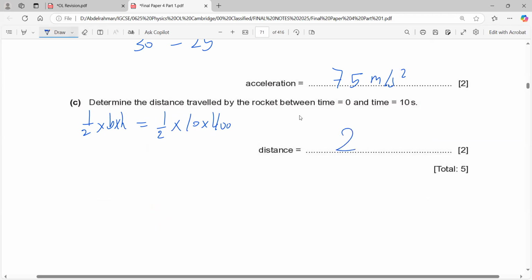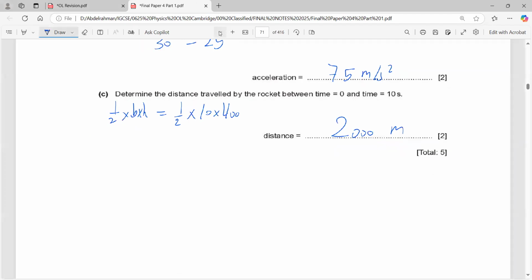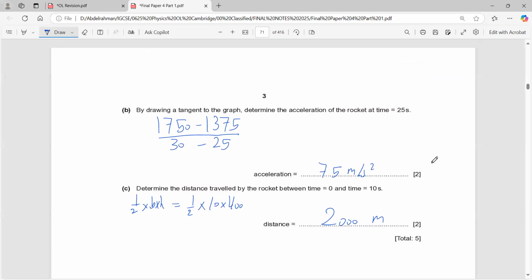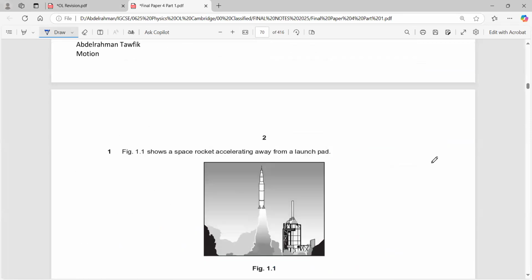صح كده؟ 200 meters. يلا. ولا 2000 meters ولا ايه؟ 2000. 2000 ايوه. 2000 meters. اوكي؟ ادي مشكلة الكويك ماث. 2000 meters. يلا. يلا بينا.